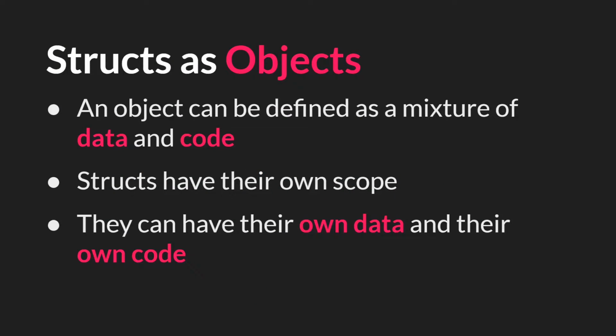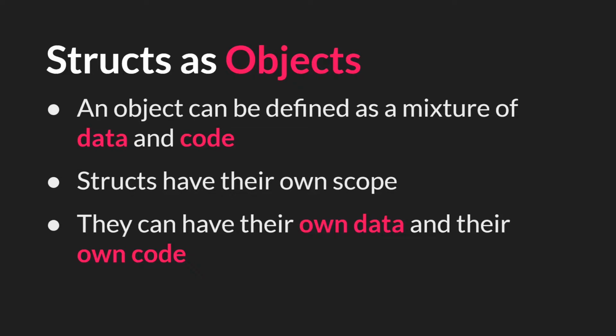In this tutorial, we're really going to be focusing on structs as an object. So an object can be defined as a mixture of data and code. And you can see this, of course, in GameMaker objects. Not only do they have their own variables, their own data, but they have all of their own code, all of the code that you put inside of the events.